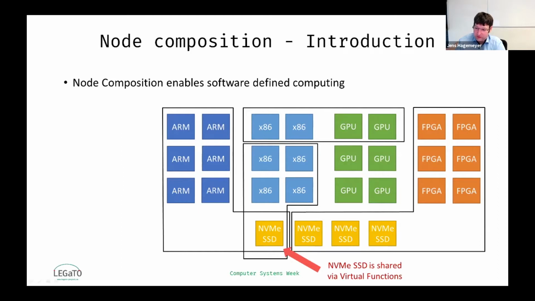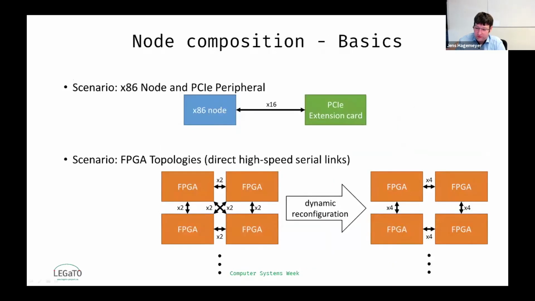So here you can see a couple of x86 nodes that are coupled to GPU nodes. I would say that's a quite traditional approach, but you can also have multiple FPGAs combined together via dedicated communication infrastructure, and then even share peripherals. So for example, you can see that this NVMe drive here is shared by multiple of those composed nodes, as we say in LEGaTO, which means that all of those composed nodes have access to this single SSD here. This is basically done via shared functions. First, I would like to introduce the basics of node composition.